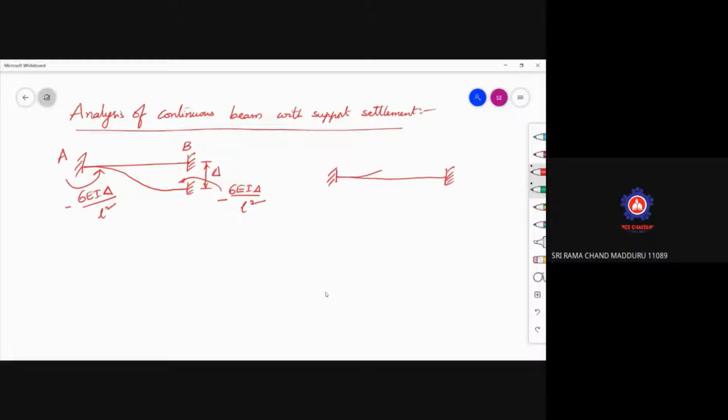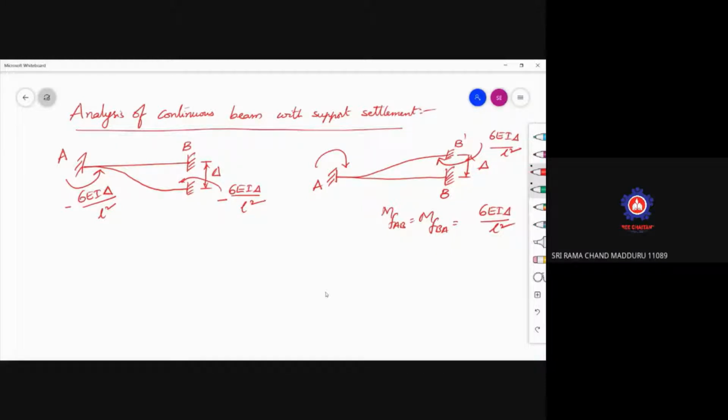Now coming to here, when a support B rises with respect to support A, that is left support is down compared to right support. So in this case, the additional moment developed will be in the clockwise direction. So this clockwise moment is nothing but 6 EI delta by L square. So MFAB and MFBA here they will be positive, and which is equal to 6 EI delta by L square.